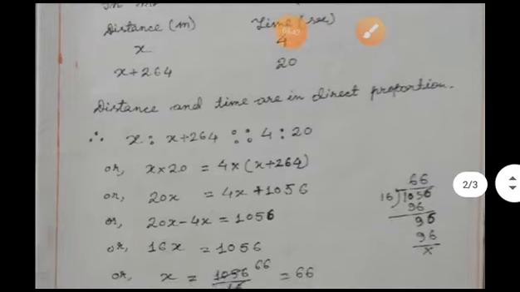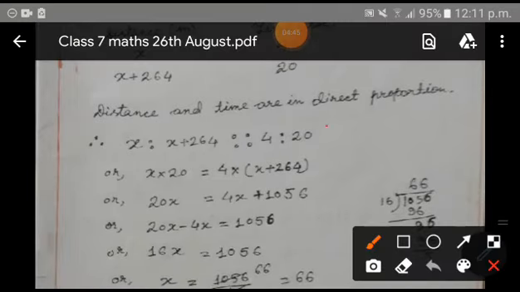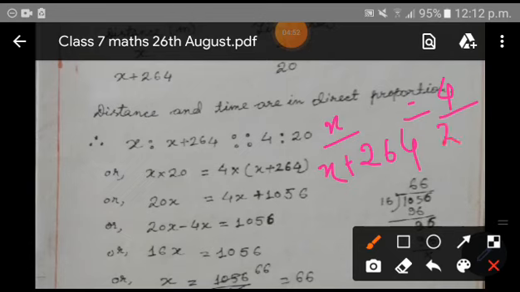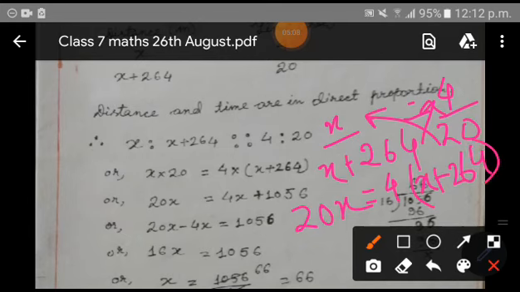Now you do the cross multiplication. It has been arranged in this way, that x by x plus 264 is equal to 4 by 20. Okay. Now you can do a simple calculation over here also, or instead you can directly cross multiply, which means 20 into x, that is 20x is equal to 4 into x plus 264. This is what I am doing. Now an equation you are getting, 20x minus 4x, this is the equation which you have got.